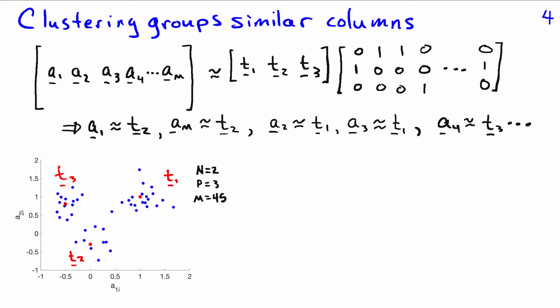If I draw an example of this in 2 dimensions, so this would be n equals 2, and we'll assume that there are p equals 3 clusters, like I've drawn here with T1, T2, and T3. In this case, I've chosen M to be 45. You can see that this data maybe could be represented by 3 clusters. One here that's T2, another that's clustered around T1, and a third that's clustered around T3.